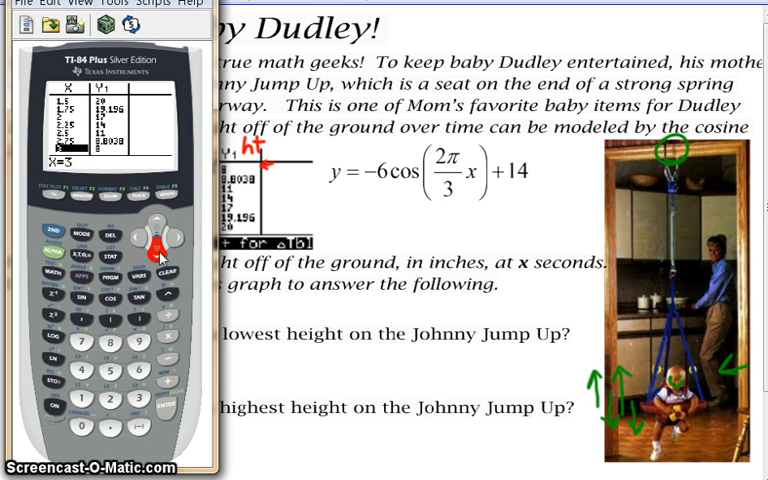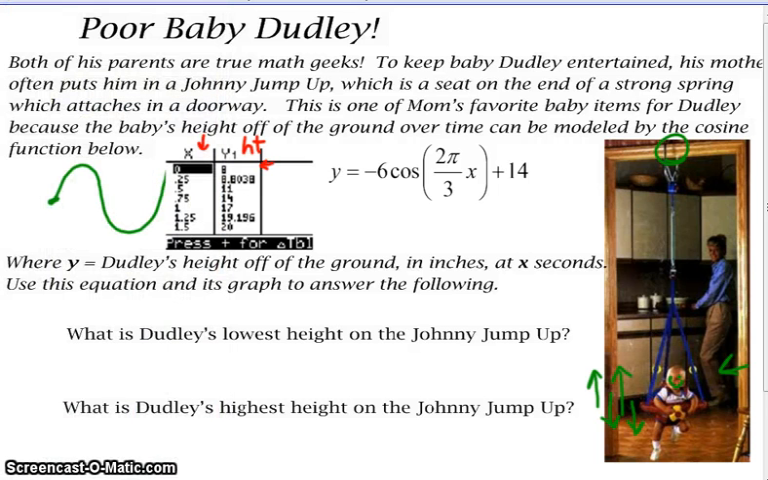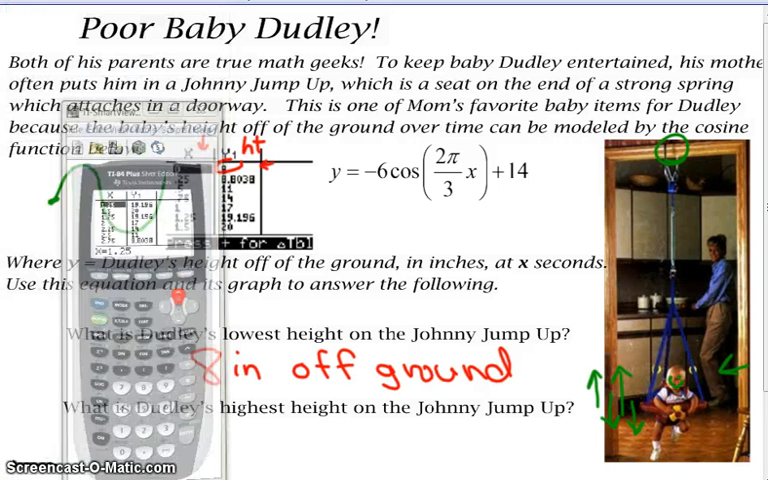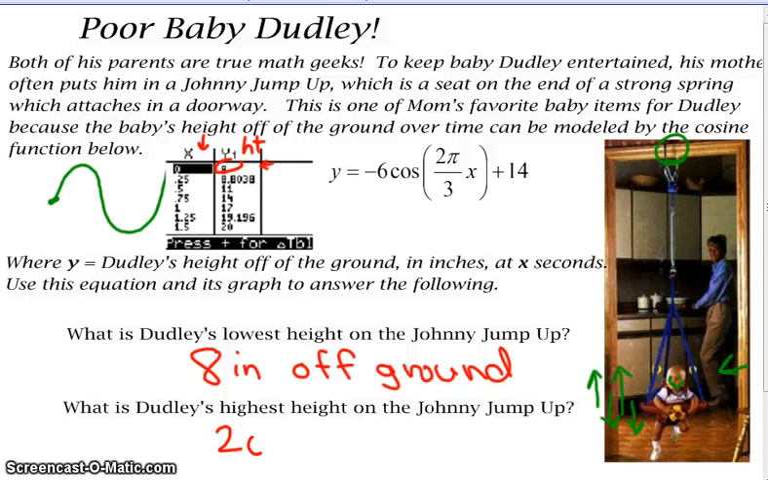How low does he go? He goes down to 8. Any further and he starts going up again. So when it asks what is his lowest height on the Johnny jump up, I'm going to go with 8 inches off of the ground. That's his lowest height. What's his highest height on the Johnny jump up? Well, if you take a look at that table, did he ever go higher than 20? Looks like 20 is the highest number he's got. So his highest height would be 20 inches off of the ground.